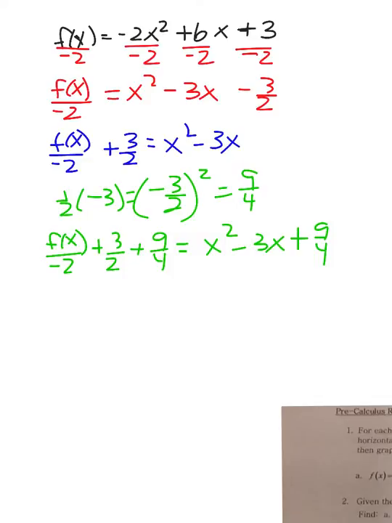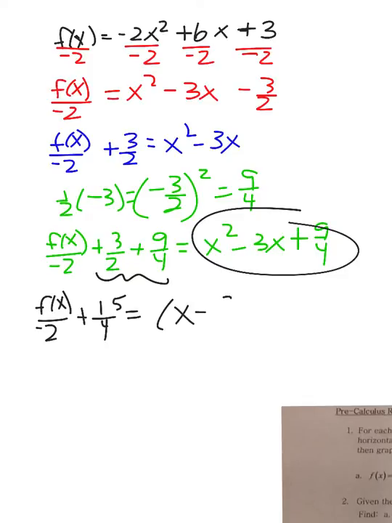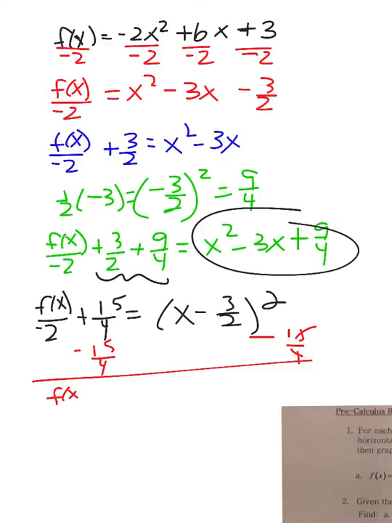Okay, so we want to combine like terms. So I have f of x over -2, and 3 halves plus 9/4 combines and becomes 15/4, equals, and I'll factor this, so that's (x minus 3 halves) squared. So minus 15/4 from both sides. So I get f of x over -2 equals (x minus 3 halves) squared minus 15/4.